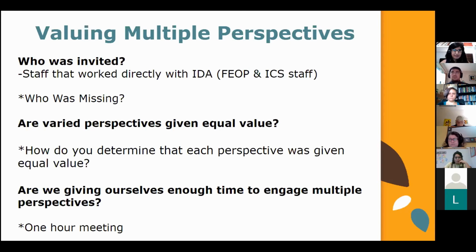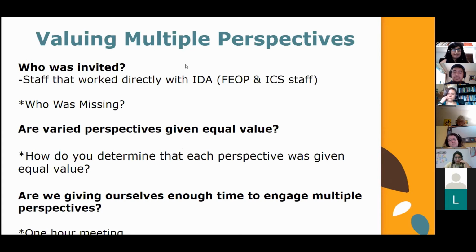How do you determine that each perspective was given equal value? We actually used a fist to 5 rating to come out with our voting outcome. That way, in the end, it wasn't one person leading the meeting where we had to wait on that one person to decide yes or no. Everybody had a vote in how we thought was best to go about this, and we just tallied up from there which way to go.